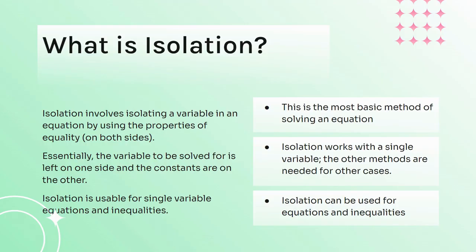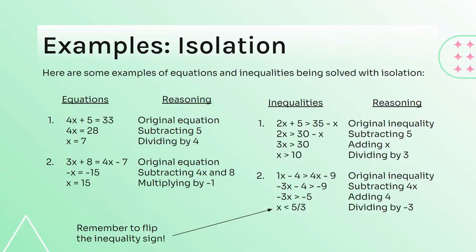So isolation. Isolation is the most basic method of solving an equation. So let's say you have 5x equals 10. You want to isolate x. So what you do is use the properties of equality. So the division property of equality would say you can divide both sides by 5, and this would result in x equals 2. So you've isolated x, the variable, on one side, and all the constants and the other terms on the other side. So that's basically how isolation works.